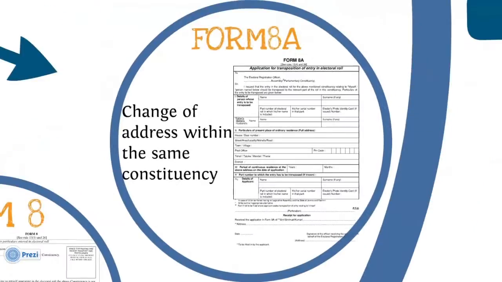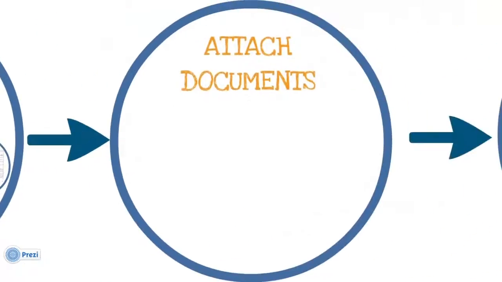Form 8A. This is for change of address within the same constituency. People who are already registered to voting, who have shifted to some other address within the same constituency need to fill this form.